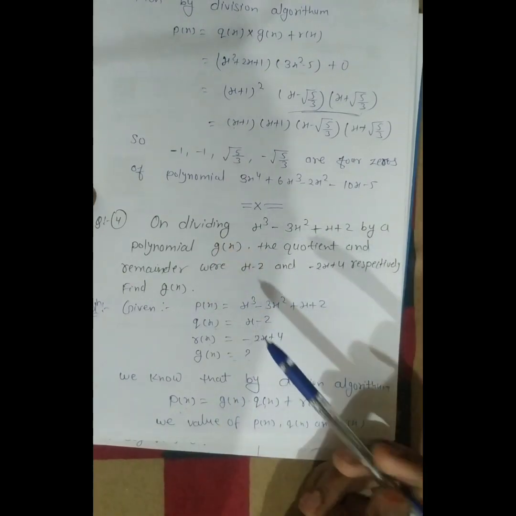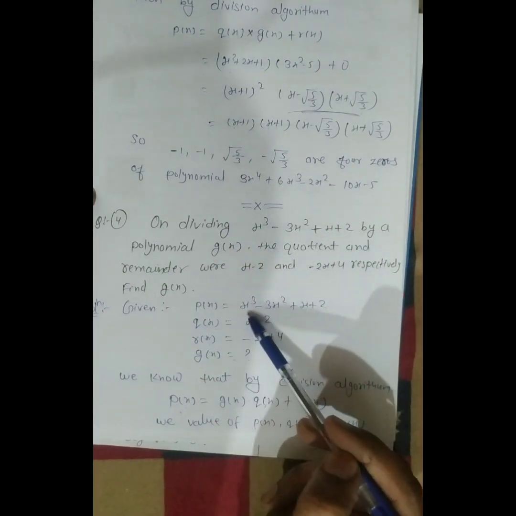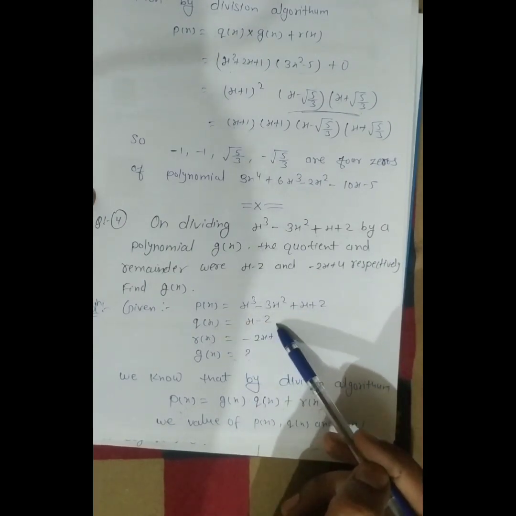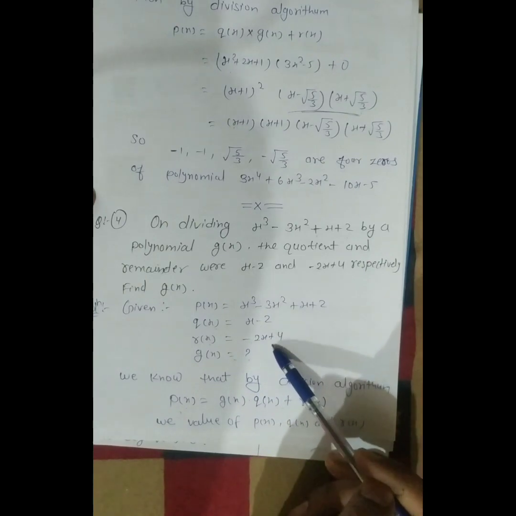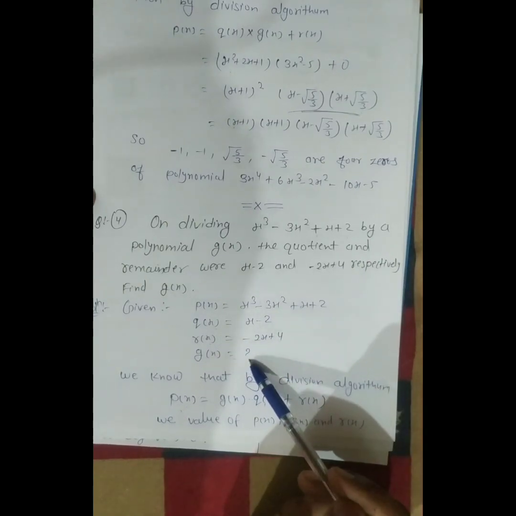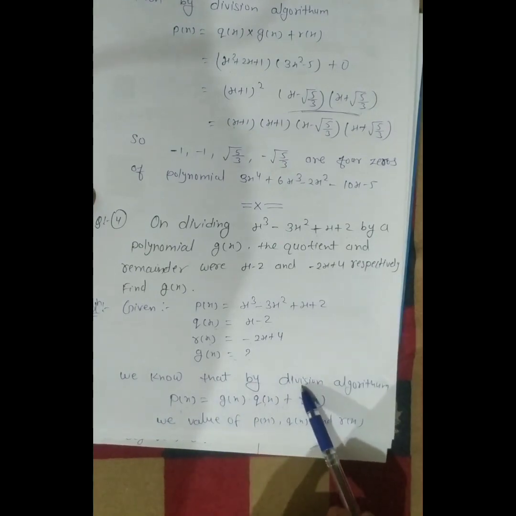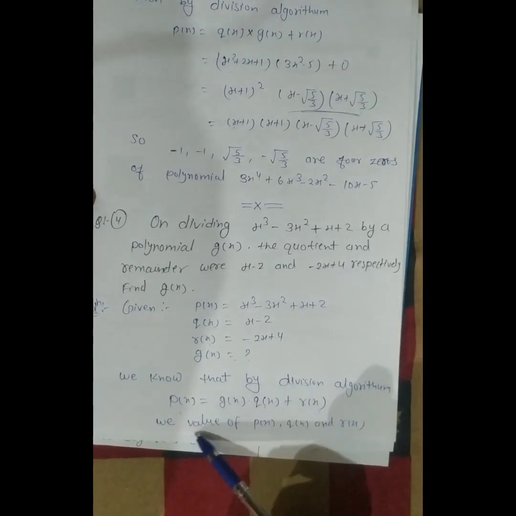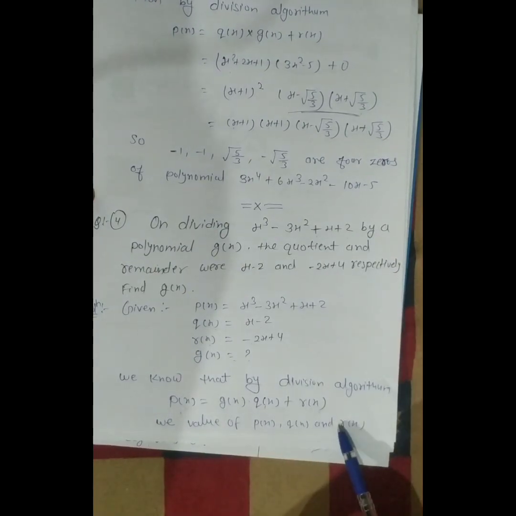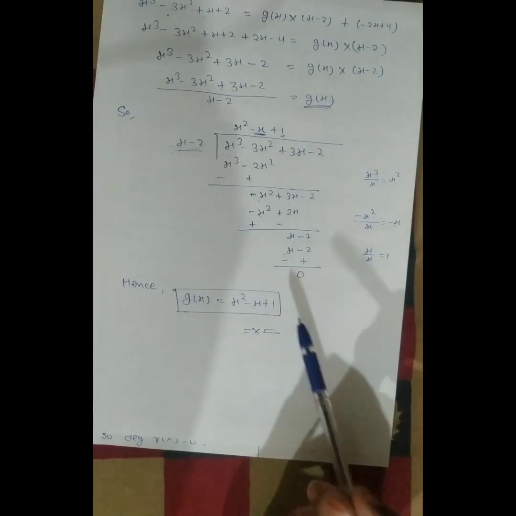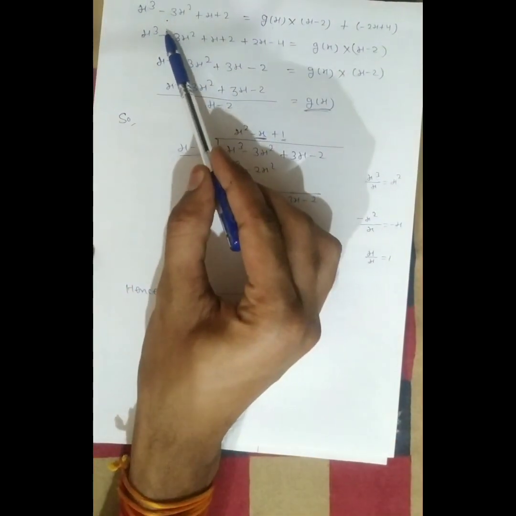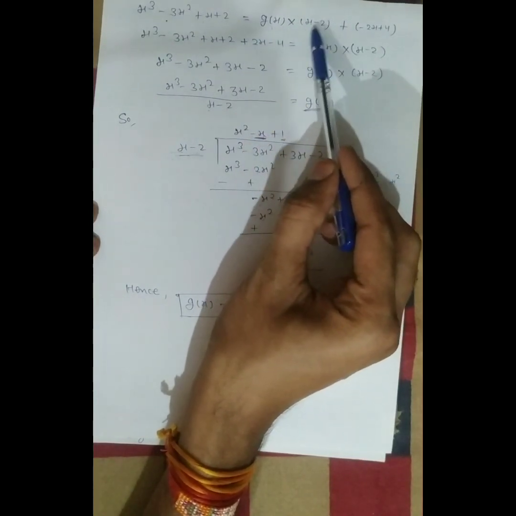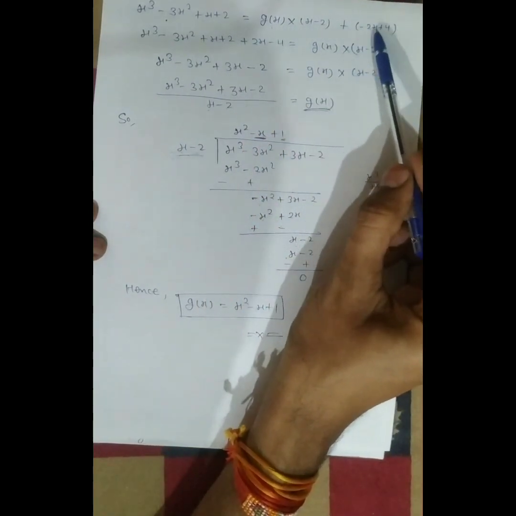So here given p(x) = x^3 - 3x^2 + x + 2, q(x) = x - 2, and r(x) = -2x + 4, and g(x) we will find. So we know that by the division algorithm, p(x) = g(x) times q(x) + r(x). We put all the values of p(x), q(x) and r(x) in this formula. So we get x^3 - 3x^2 + x + 2 = g(x) times (x - 2) + (-2x + 4).